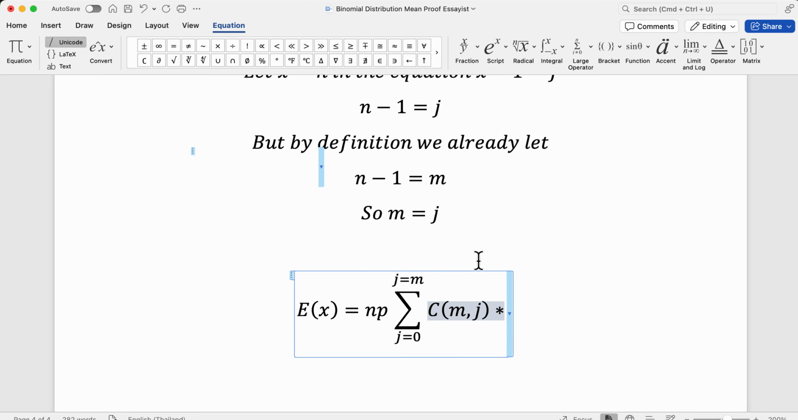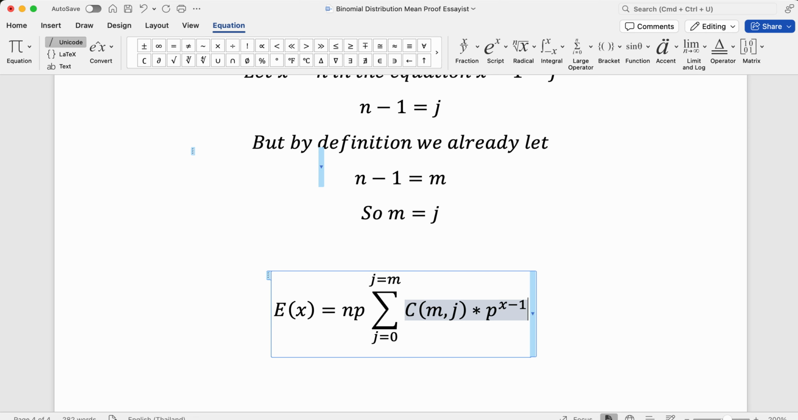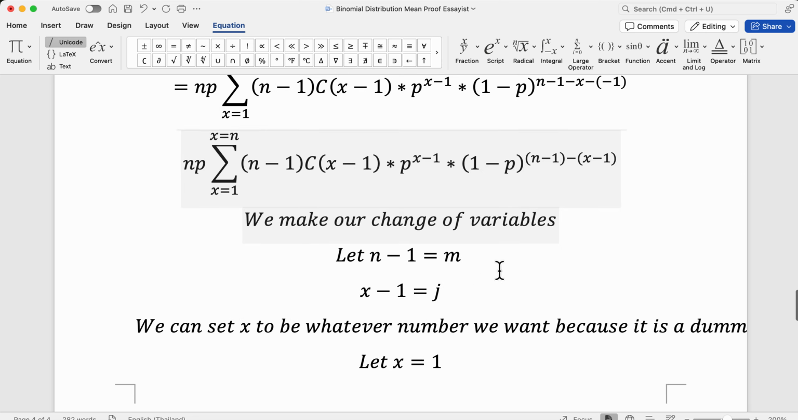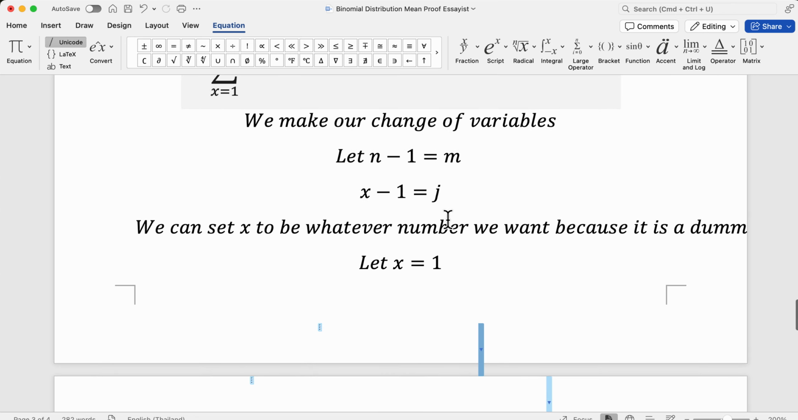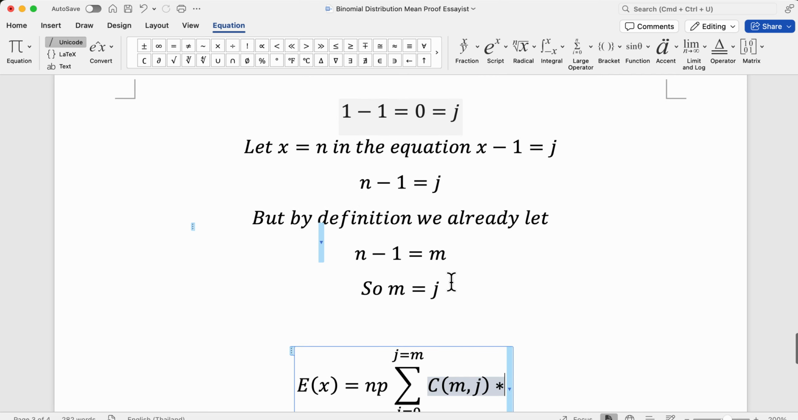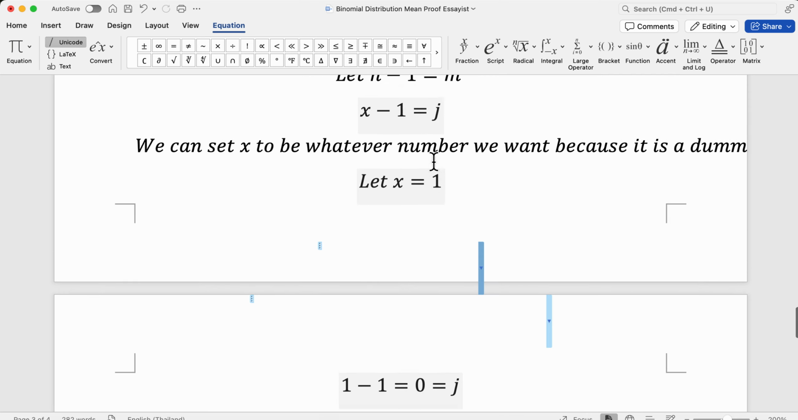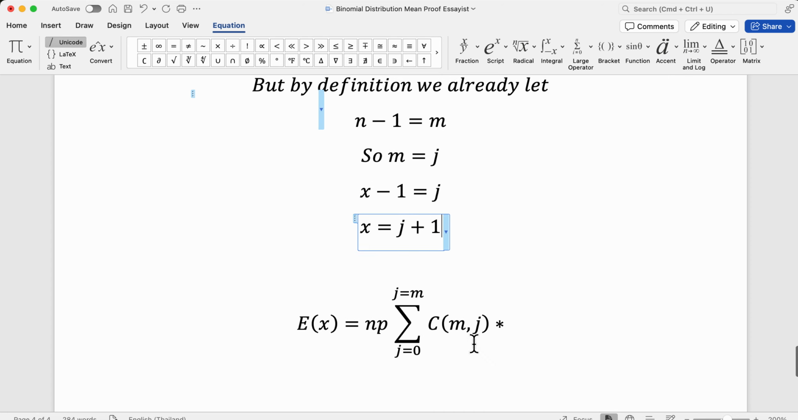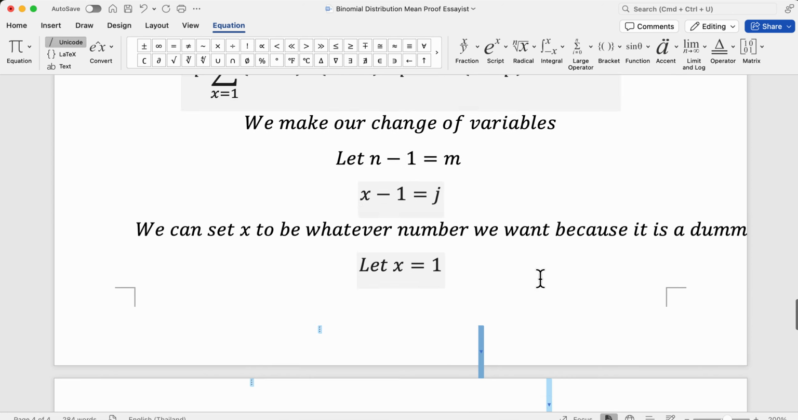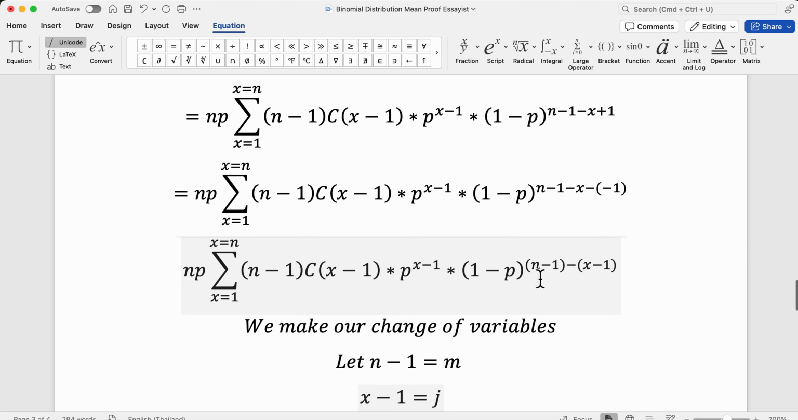And then this is times p to the x minus 1. Now this is times 1 minus... Oh, wait, sorry. We don't want x's anymore. What was x equal to? Ah, okay. Since we have x minus 1 equals j, x equals j plus 1. Let's see, p to the x minus 1.